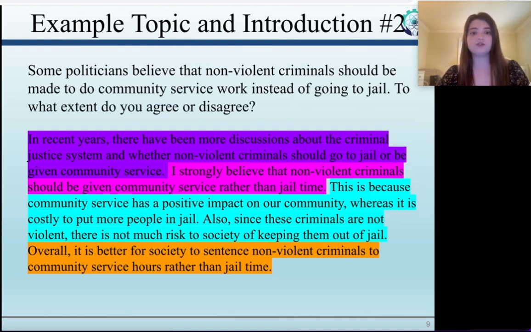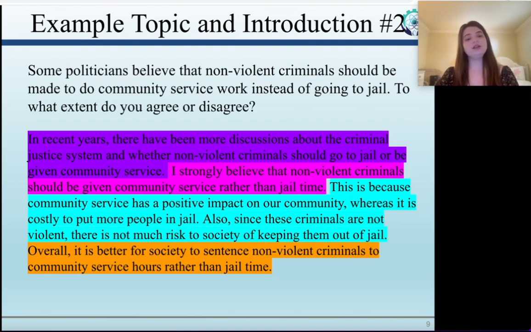So let's go back to two and remind ourselves what this one was about. This one says, some politicians believe that nonviolent criminals should be made to do community service work instead of going to jail. To what extent do you agree or disagree? And here was my introduction so far.